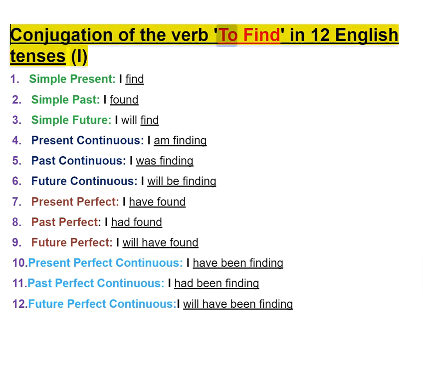Conjugation of the verb to find in 12 English tenses. 1. Simple present, I find. 2. Simple past, I found. 3. Simple future, I will find. 4. Present continuous, I am finding.